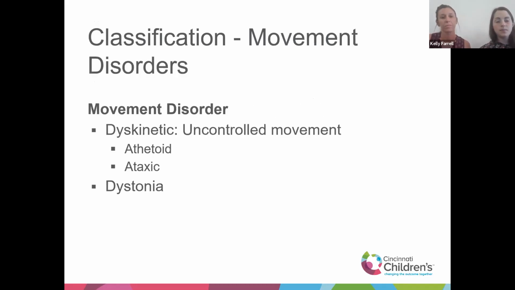We can also classify cerebral palsy based on the type of movement they have. Dyskinesia is the medical term for uncontrolled movement, and that can be further broken down into athetoid and ataxic movement. Athetoid is a slow writhing movement, and ataxic is where they have more impairments with their balance and motor control in general. This usually results from injury to a part of the brain called the cerebellum, which really involves the control and motor control part of movement. And then finally, we can also have dystonia.